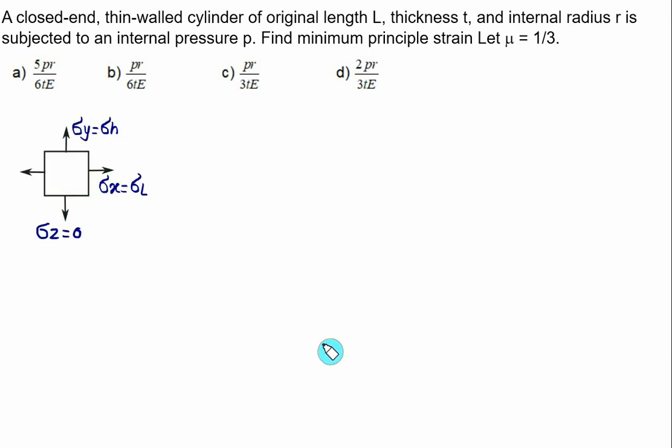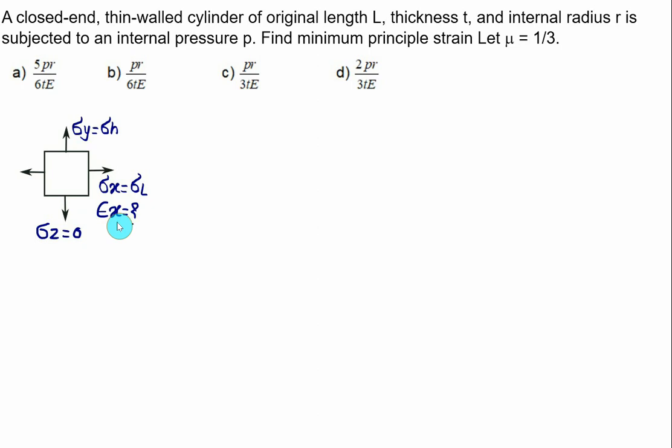Make your steps standard. First you draw the state of stress. Sigma x equal to sigma L, sigma y is equal to sigma h, and sigma z equal to 0. The strain along the longitudinal axis will be minimum and the strain along the circumferential direction will be maximum. We are interested in the minimum principal strain. It means that we have to find out the value of epsilon x.